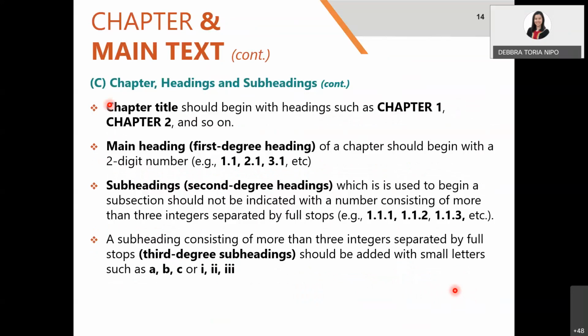Okay, so chapter title should begin with headings such as chapter 1, chapter 2, and so on. All right. Your main heading, your first degree heading of the chapter should begin with a 2-digit number. Okay. In this case, 1.1, 2.1, 3.1, and so on. All right. That's our first degree heading. Subheadings, second degree headings, which are used to begin a subsection, should not be indicated with a number consisting of more than 3 integers separated by full stops. Okay, so you only have up to 3 integers separated by 2 full stops in between. Okay, example 1.1.1, 1.1.2, and so on.